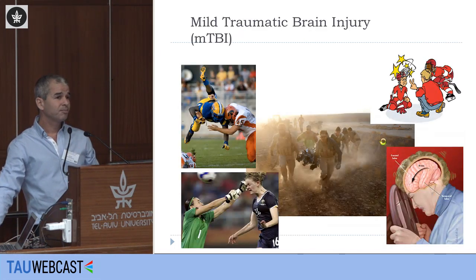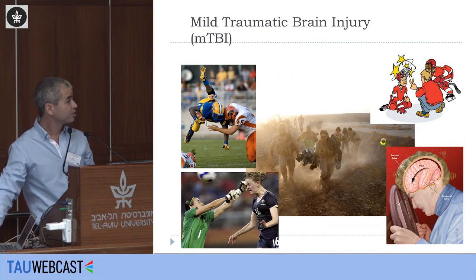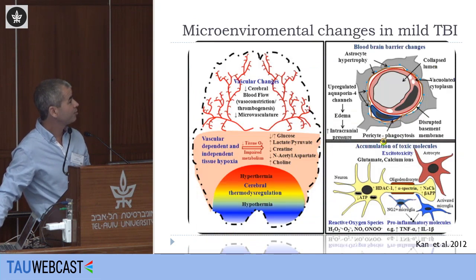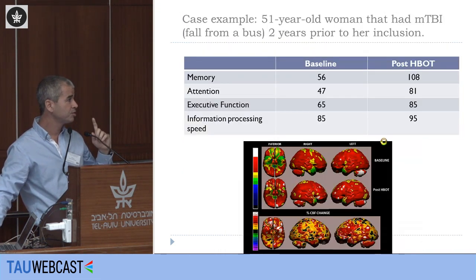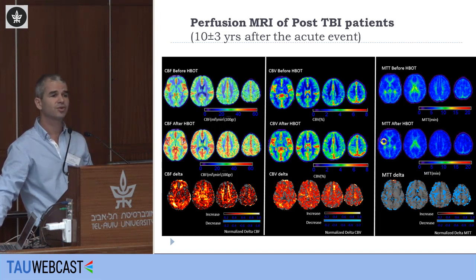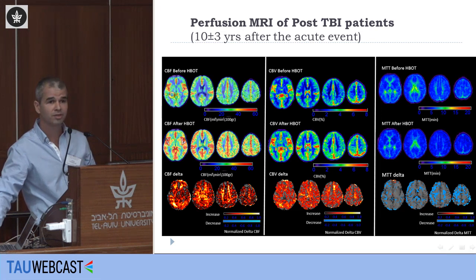Traumatic brain injury is also a very significant area of research that we are doing. I have 5 minutes, so I will go fast. In this area, we can see also the improvement. What I want you to see over here is this one. This is a perfusion MRI of the brain. A patient 10 years or more after the acute event: you can see the cerebral blood flow before treatment, after treatment, and this is the change. Everything that is marked in red is more than 50% improvement.